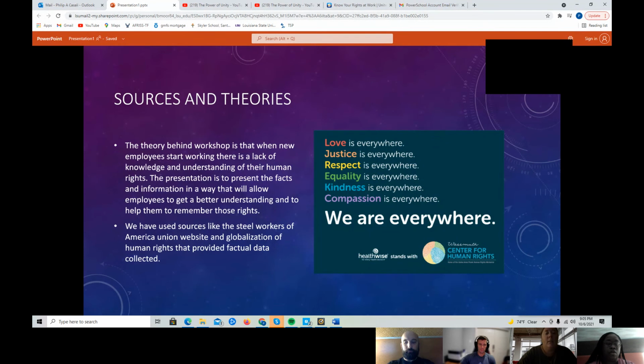Sources and theories. The theory behind the workshop is that when new employees start working for the company, there is a lack of knowledge and understanding of their human rights, and the presentation is to present the facts and information in a way that will allow employees to get a better understanding and to help them remember those rights. We have used sources like the Steelworkers of America and union websites and Globalization of Human Rights that provide factual data collection and information.